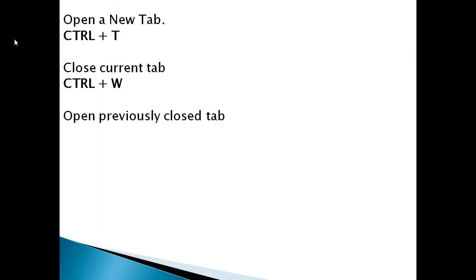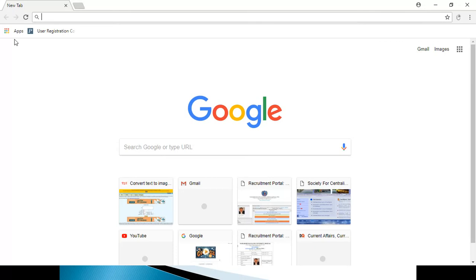Open previously closed tab. Suppose you have closed a tab and now you want to open it. You have to press Ctrl plus Shift plus T. So Ctrl Shift T, you can open the previously closed tab.